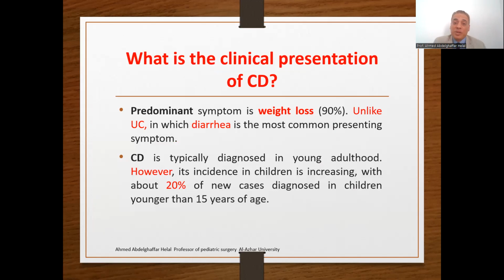The predominant symptom here is weight loss. In ulcerative colitis, it is profuse, bloody diarrhea, or resistant diarrhea that is often bloody. Here it is weight loss. Crohn's disease is typically diagnosed in young adulthood. However, its incidence in children is increasing, with about 20% of new cases diagnosed in younger children.